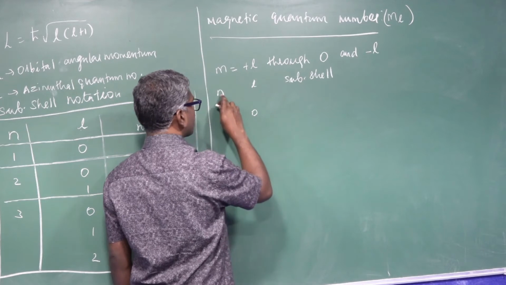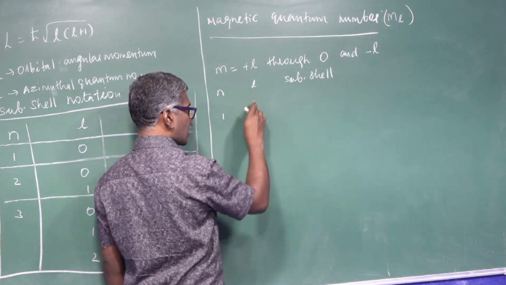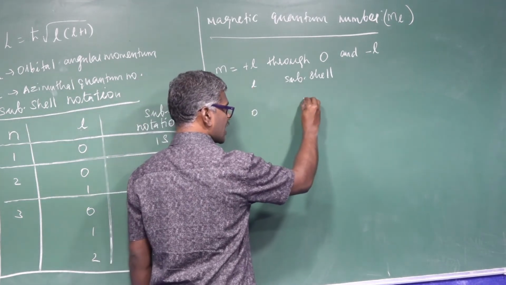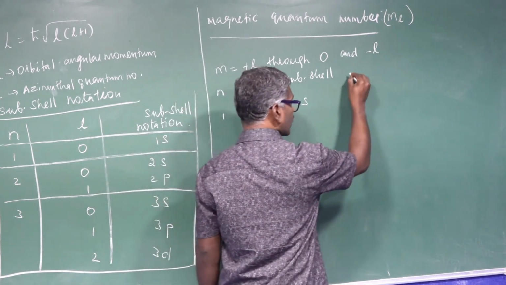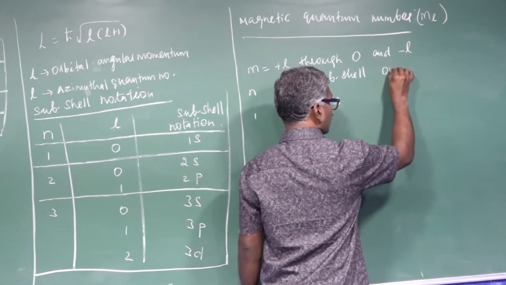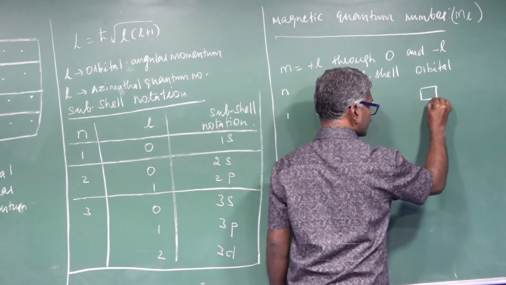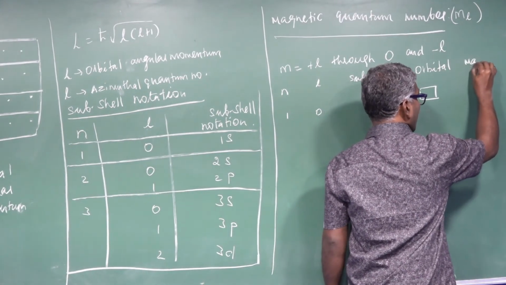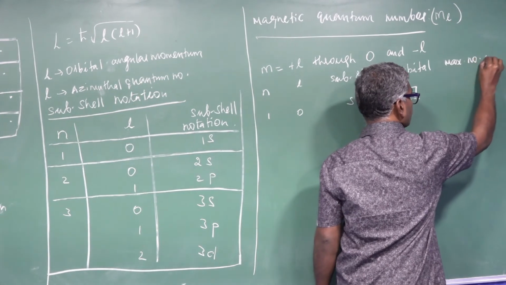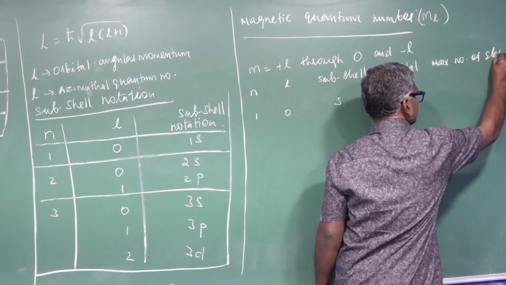There is an n value 1, which means L value 0. What subshell is possible? The s subshell is possible. What are the orbitals possible? Only one orbital. Maximum number of electrons.